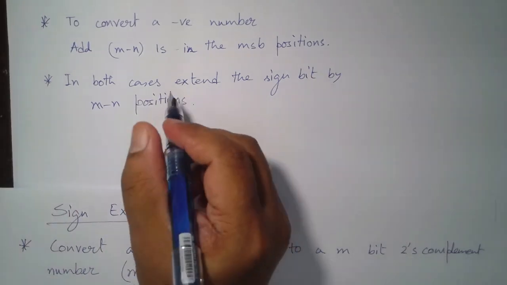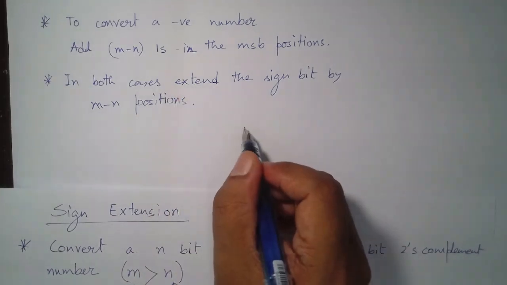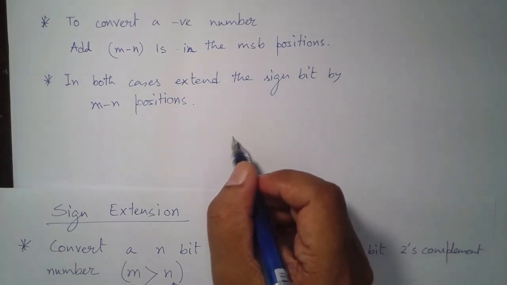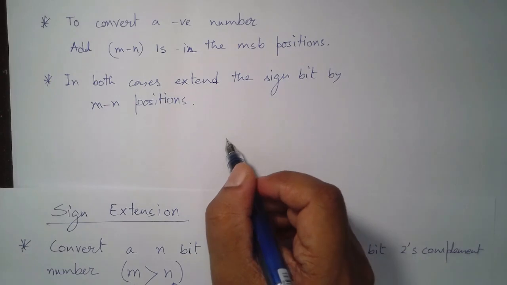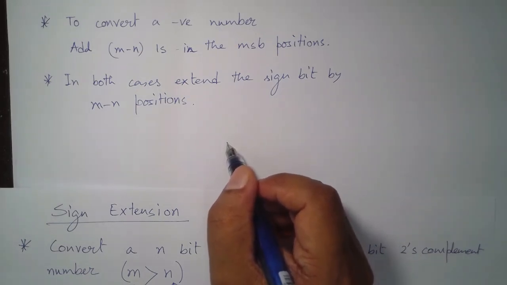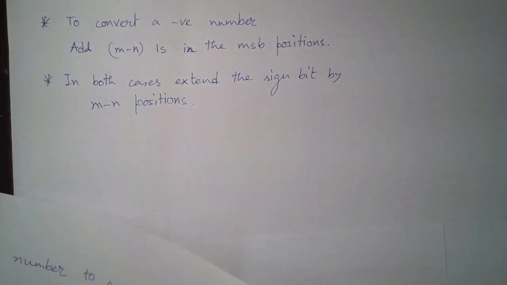Alright. So now if you are given a negative number in let us say 1101 and you need to represent it in 8 bits, then you know that you have to add 4 ones in front of it. Similarly, if you are given a positive number like 0100, you have to add 4 zeros in front of the number to convert it into an 8-bit number. Alright. Okay. So I hope this makes sense.